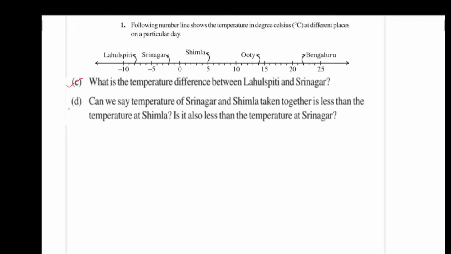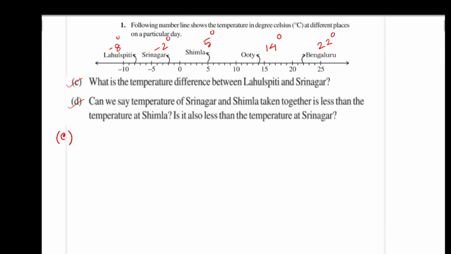Question C and question D. So the answer for question C: what is the temperature difference between Lahul Spiti and Srinagar? Here again I am writing the temperatures: minus 8 degrees, minus 2 degrees, 5 degrees, 14 degrees and 22 degrees.